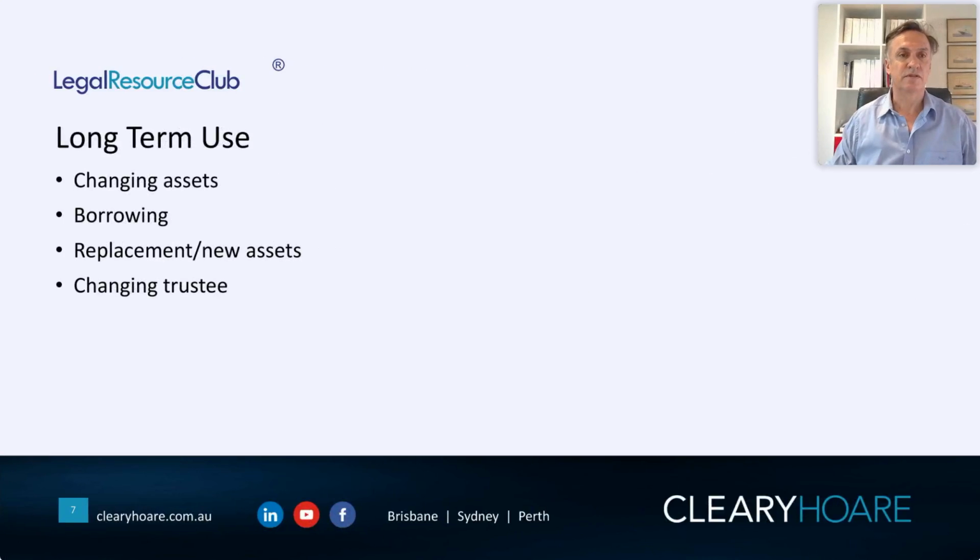Some longer term issues. Probably the first and the third point here, changing assets and replacing assets, is a pretty common question. Remembering that from a tax perspective, we've got a testamentary trust with the advantages of the concessions in 102AG if it's a trust resulting from a will. So it's not about getting tax concessions only from income generated from assets gifted under a will.